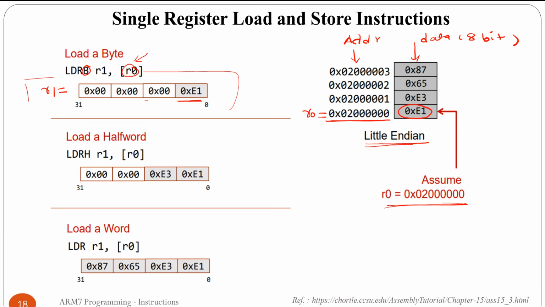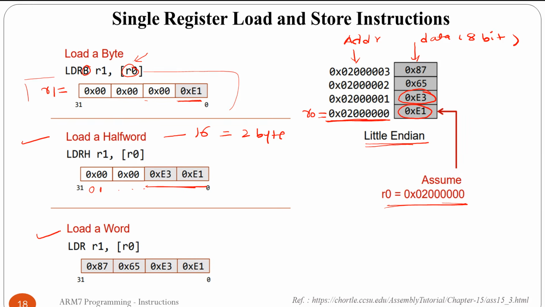Now the same case for the half word. Load register half word R1 comma R0. As we know, R0 is pointing to this location, and we have to load a half word. Half word means 16 bits of data, which is nothing but 2 bytes of data. And as we know, in each location we can store 1 byte of data. So E1 along with this E3 will be loaded into these two locations, and the remaining bits will be filled with 0. Then next is load word.